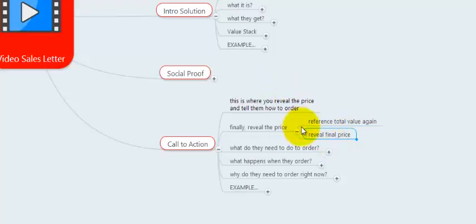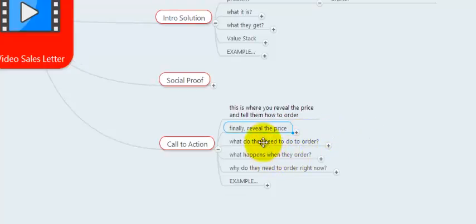So let's say the total value is $1,997. You could say, as we discussed before, all this stuff is worth $1,997, but you're obviously not going to have to pay that. You can get it today for just one payment of $97. Okay, so that's how that would work.